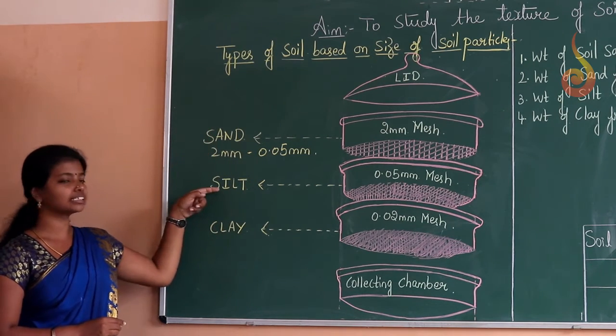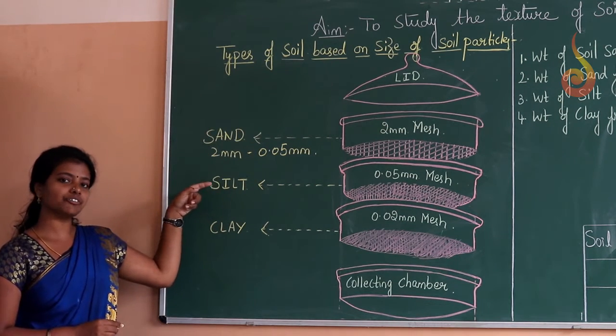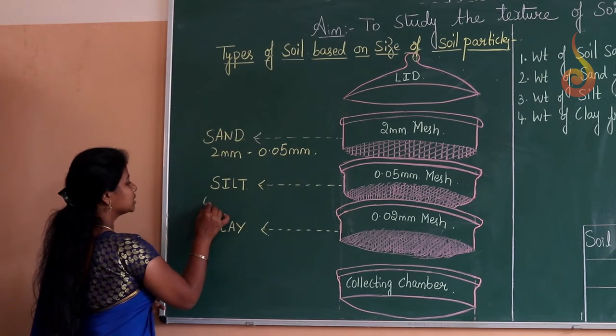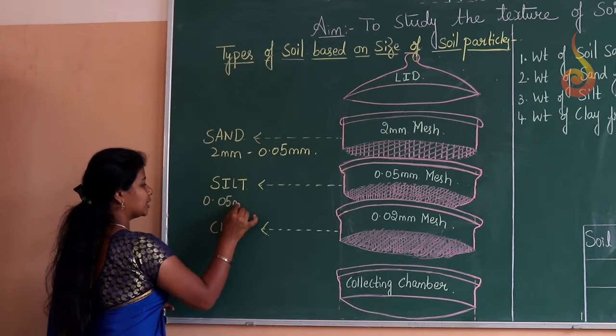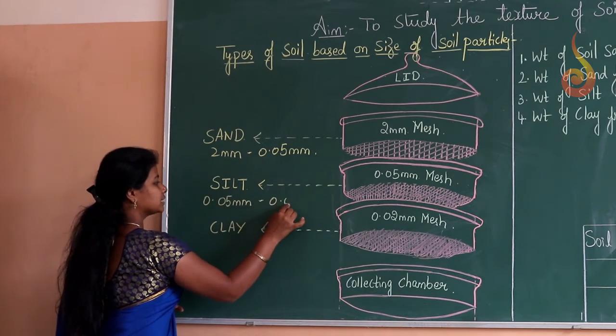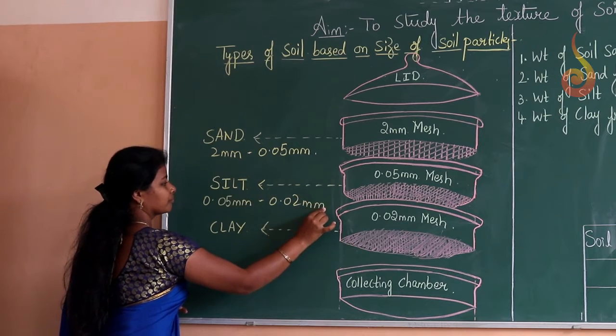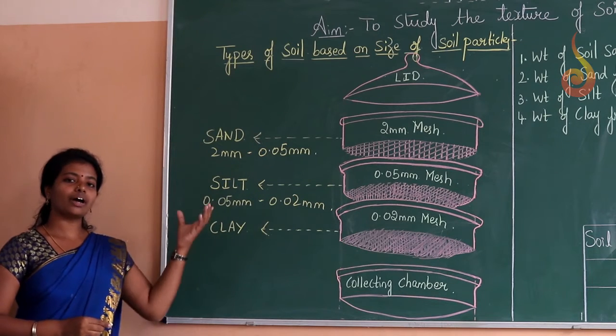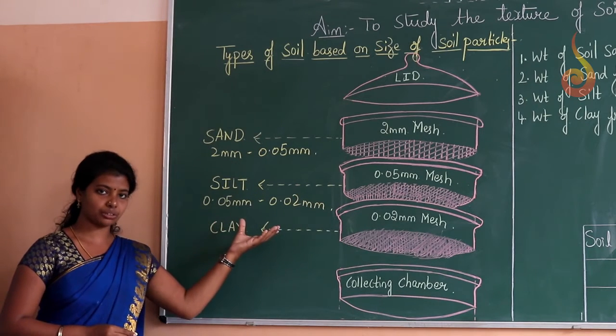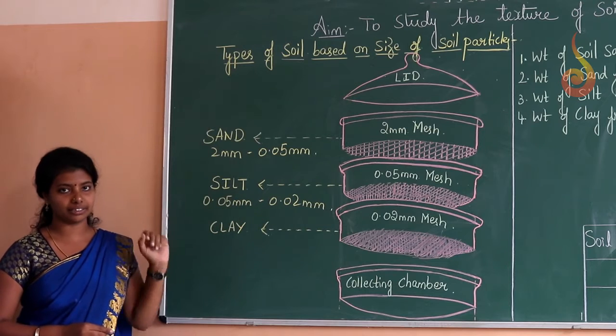Then coming next, silt. The size of silt varies between 0.05 millimeter to 0.02 millimeter. The soil particles between this range will be considered as silt.